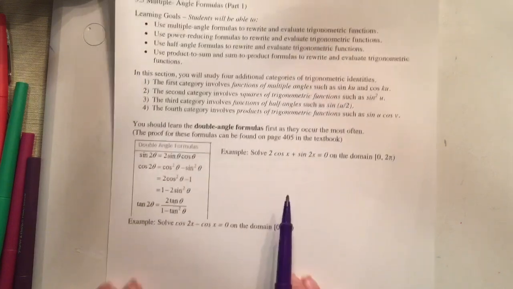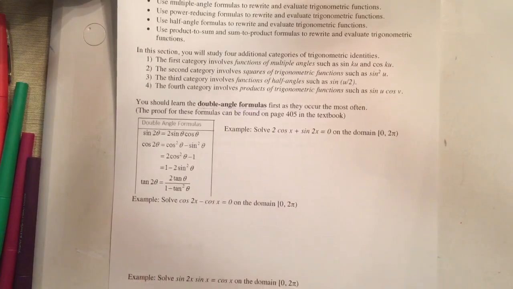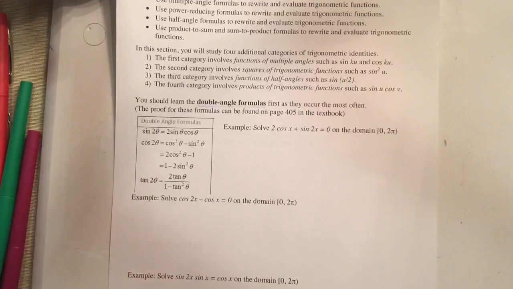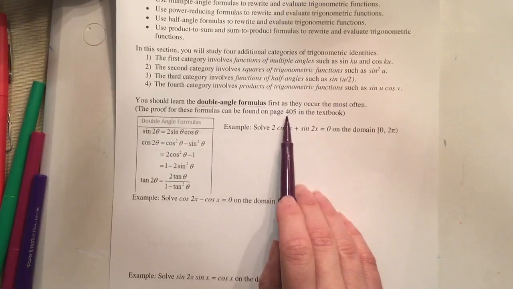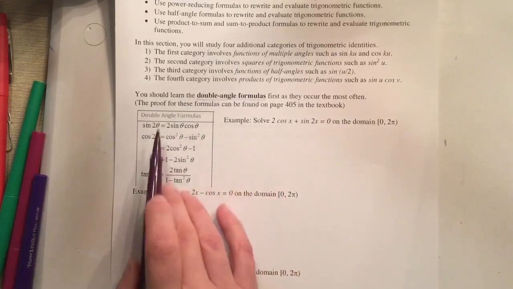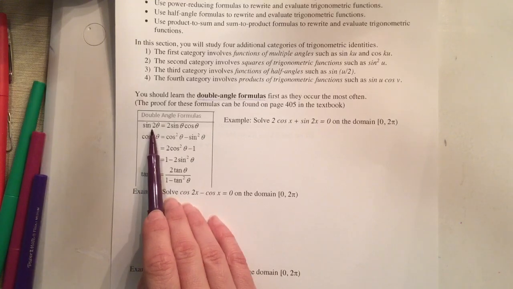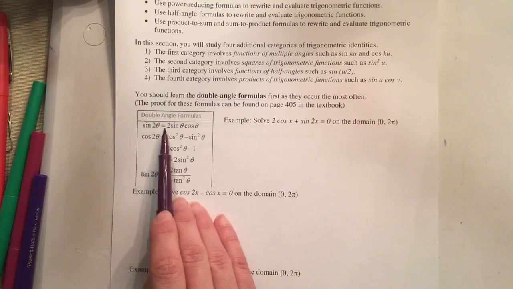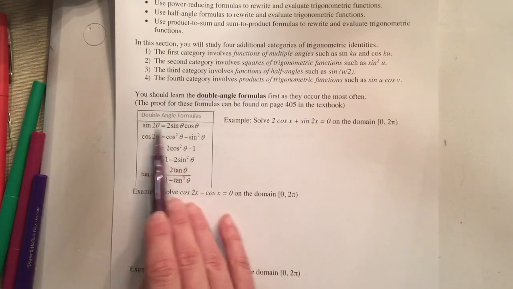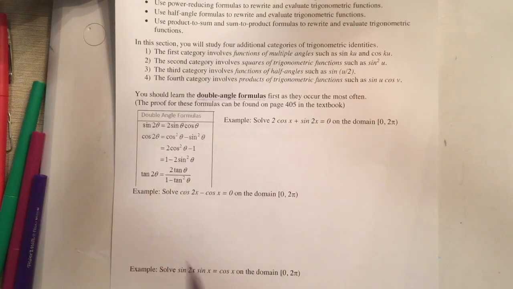But for today, what we are going to do is just focus on what are called double angle formulas, and they occur the most often. If you're wondering how they figured these out, there is a proof on page 405 in your textbook. For today, we are just going to focus on these. Now, if you have a sine of 2 theta, that is the same thing as 2 times the sine of theta times the cosine of theta. You can replace this with this, or you can go vice versa, which is kind of the cool thing.